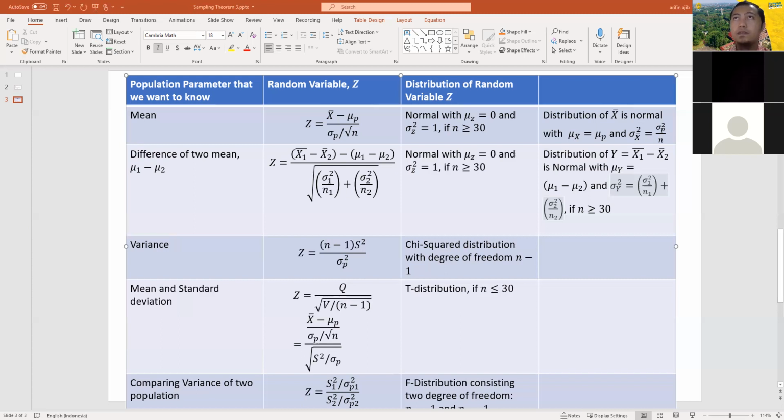Sir, for yesterday's problem, the mean was the same, right? Like the mean of the drying time is equal. But if the mean of the two different subjects is different, so in the formula it would be a different number, not 0? Is it like that, sir? Yes. Oh, okay.